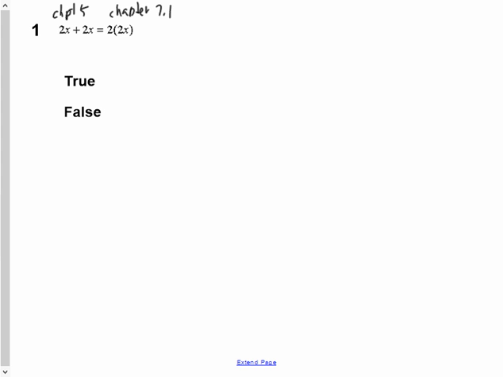If we solved it using gathering like terms, 2x plus 2x would be 4x. And if you wanted to draw it, you could have a 2x plus an additional 2x. Since they're like terms, you would say it's 4x. And if I was to multiply 2x by 2, I would also have the exact same drawing. I would also have, when I solve that, 4x. So when I think about this question, is 2x plus 2x equal to 2 times 2x? The answer, therefore, is true. They're the same value. They're both worth 4x.